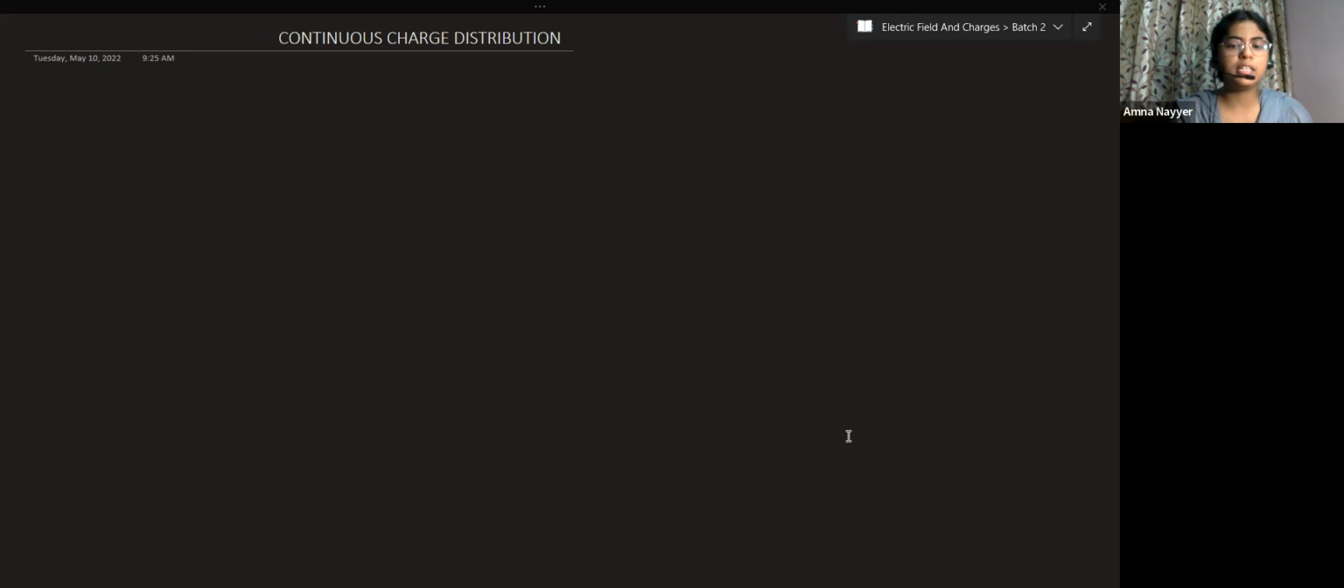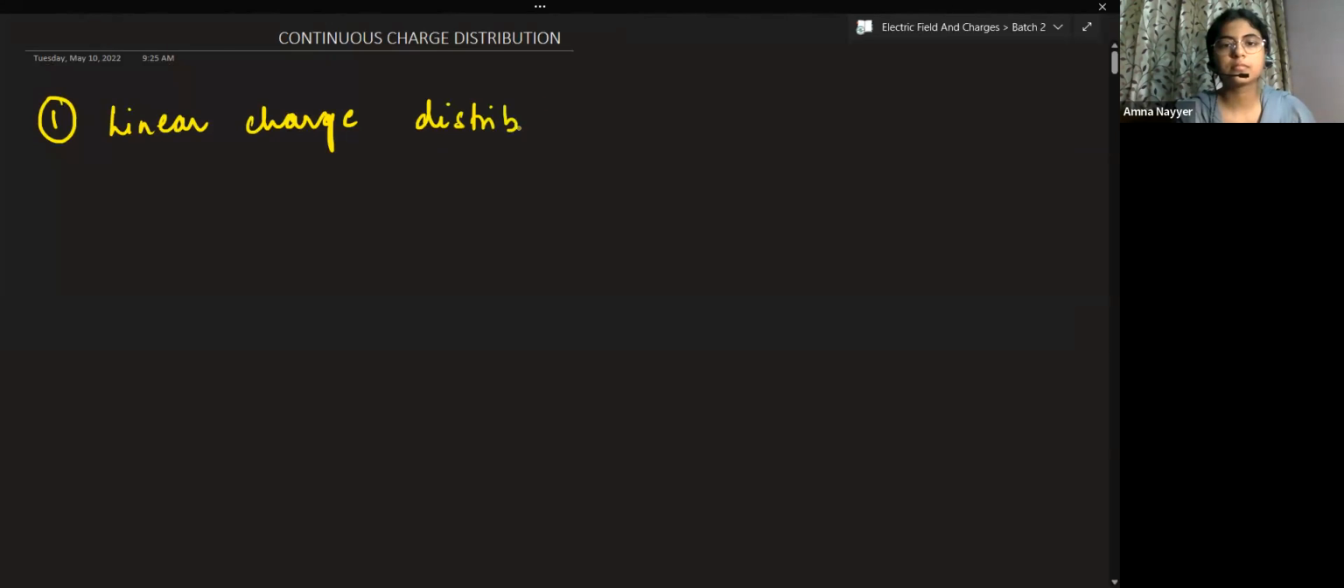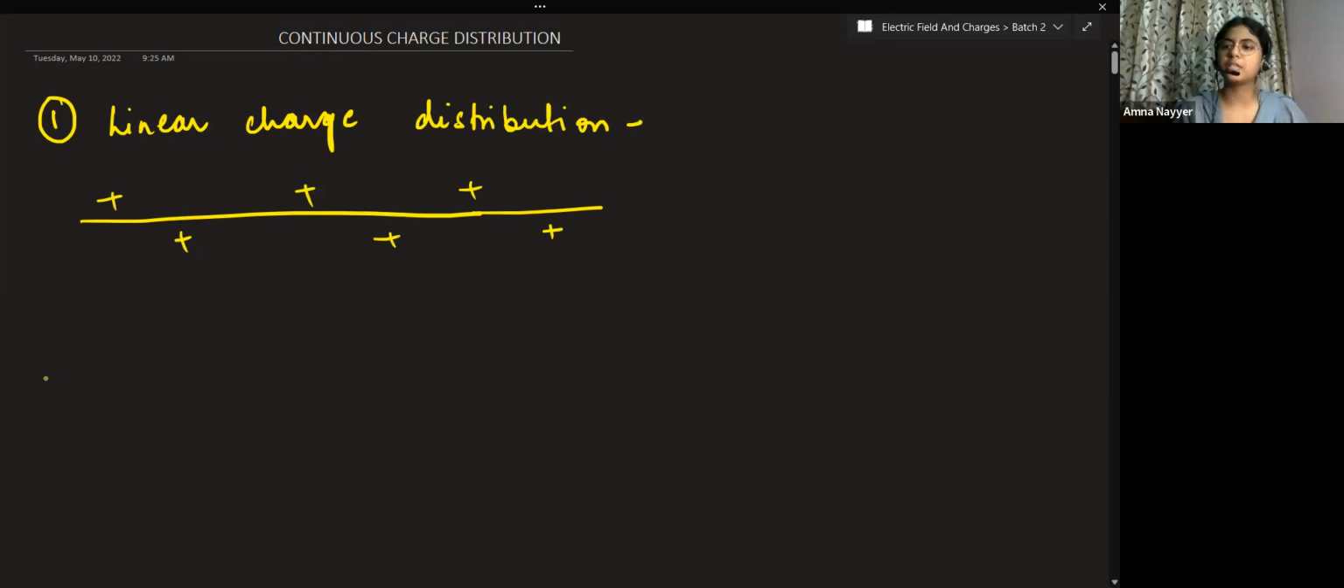First one is your linear charge distribution. So see, in case of linear charge distribution, if I take a wire with me and there are positive charges present on this wire, all right, there are positive charges present on this wire. If I tell you that L is the length of this wire, total length of this wire is capital L, and the total charge is capital Q.